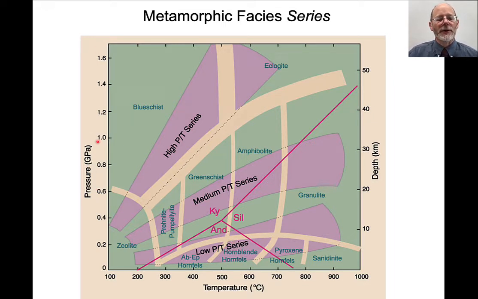So here again, a pressure versus temperature diagram. If you had a mafic rock that was metamorphosed in this PT region, it would have a mineral assemblage characteristic of the blueschist facies. If you had a basaltic rock that was metamorphosed at this PT condition, it would have a mineral assemblage characteristic of the eclogite facies. And similarly here for the amphibolite facies, greenschist facies, prehnite-pumpellyite, granulite, and so on.